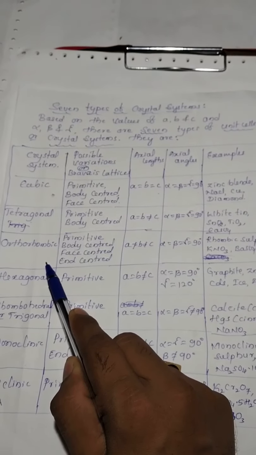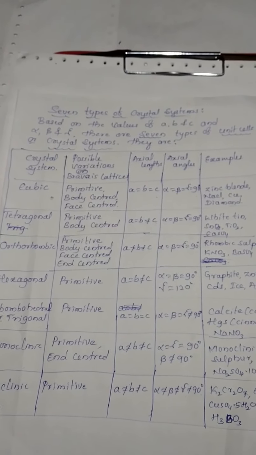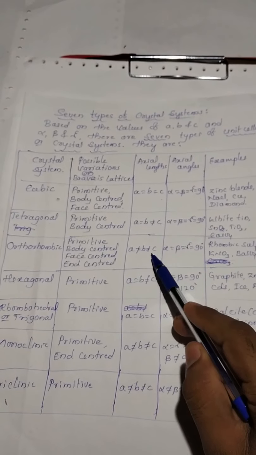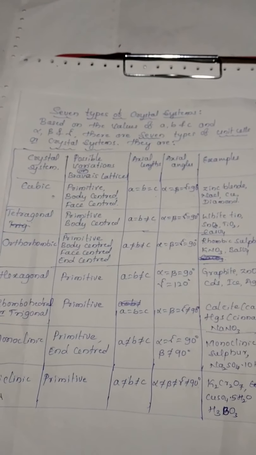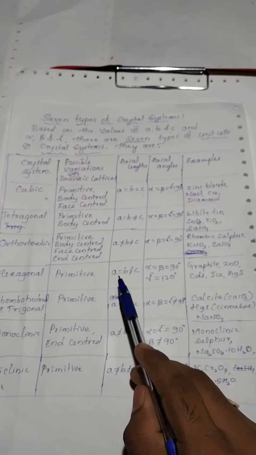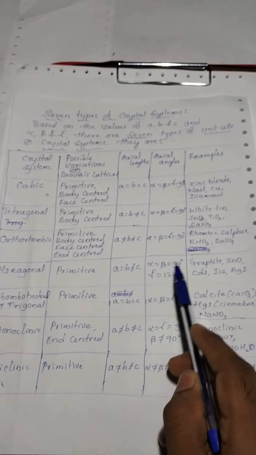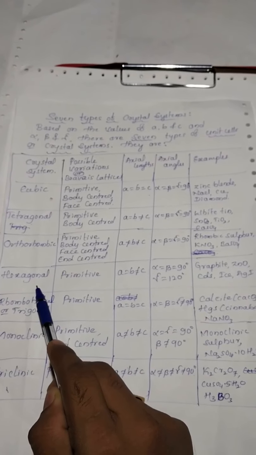See, you can remember the example of a matchbox. It's an example for this. See, in a matchbox, edge lengths are not equal, but angles are 90 degree. a is not equal to b is not equal to c, alpha equal to beta equal to gamma equal to 90 degree. You can remember matchbox for this. Next, hexagonal. a is equal to b is not equal to c, alpha equal to beta equal to 90 degree, gamma is equal to 120 degree, then that is said to be hexagonal.